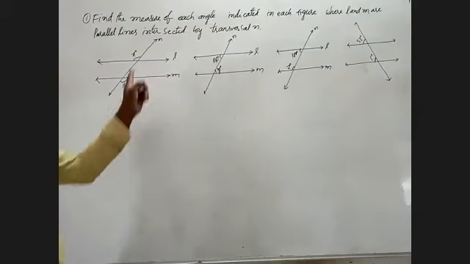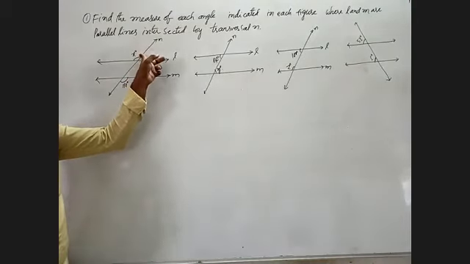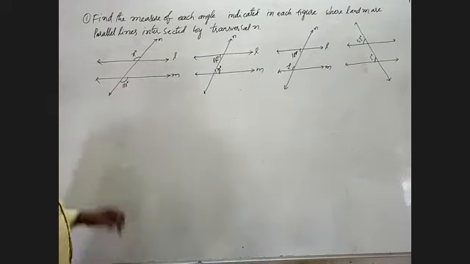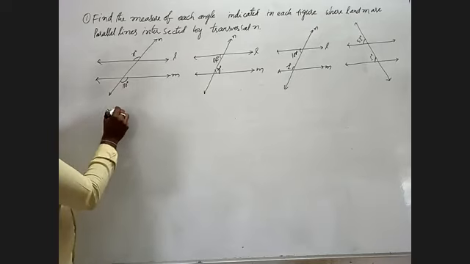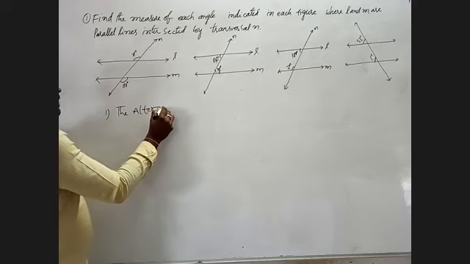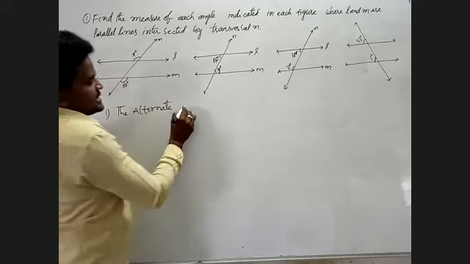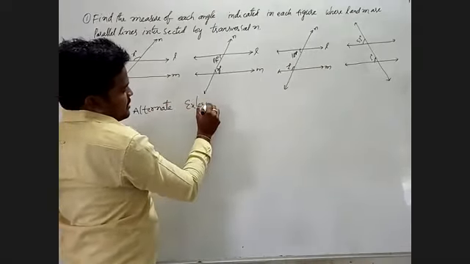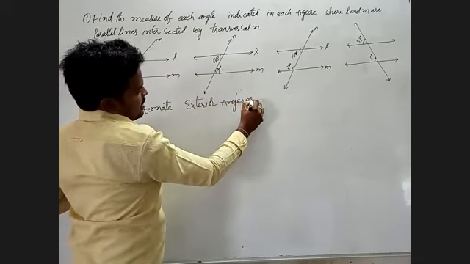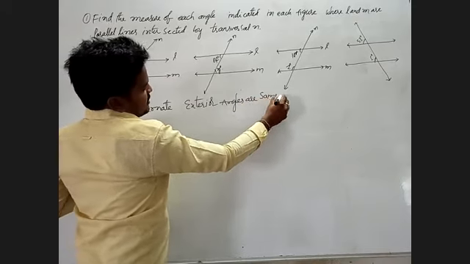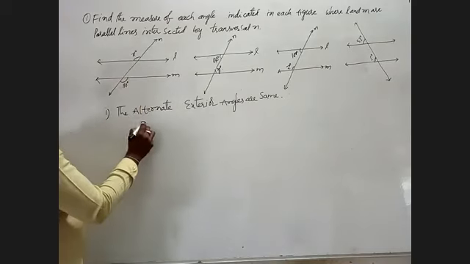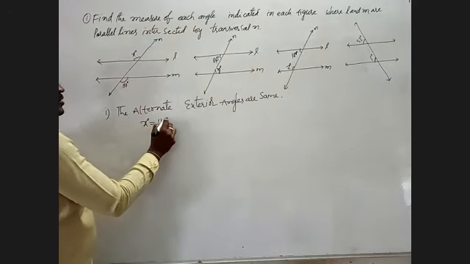Here we will observe. Here, x is an exterior angle, and 110 degrees is also an exterior angle. That is, alternate exterior angles are the same. The alternate exterior angles are the same means, I will write x degrees is equal to 110 degrees.